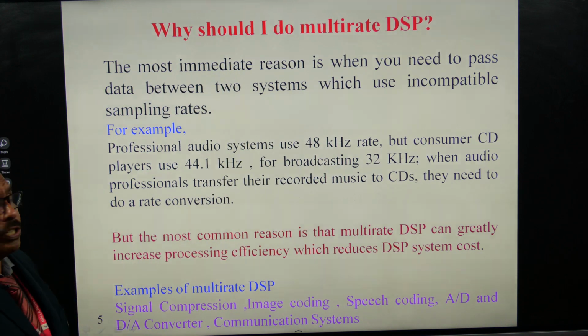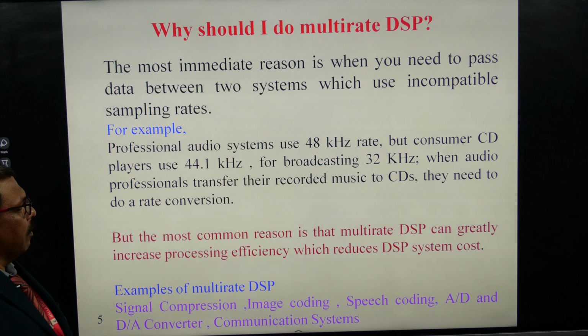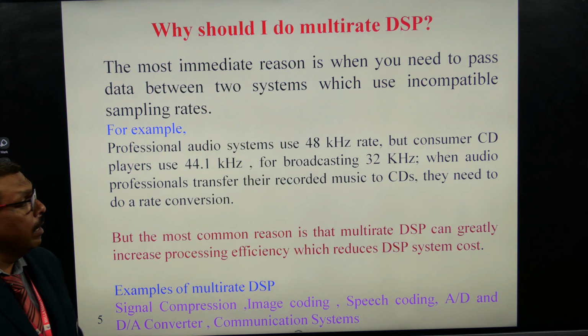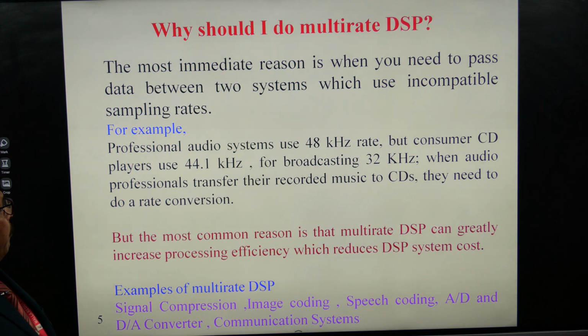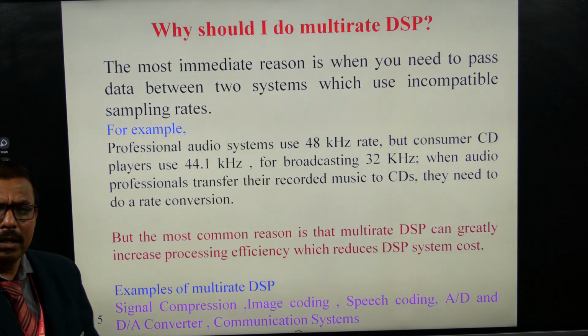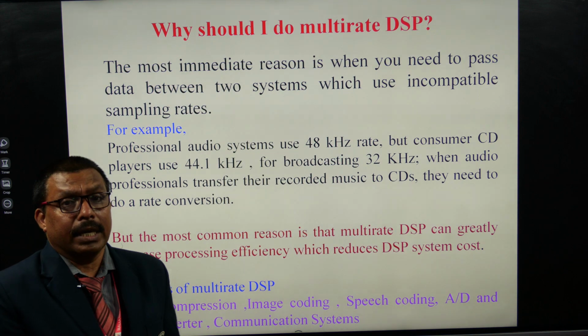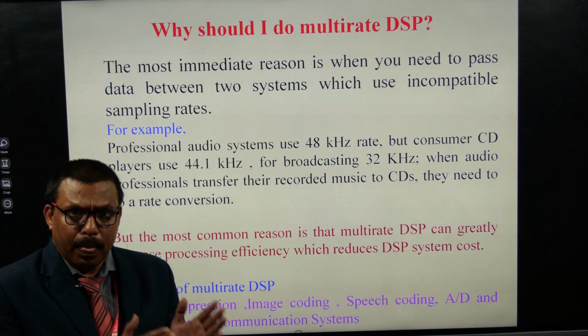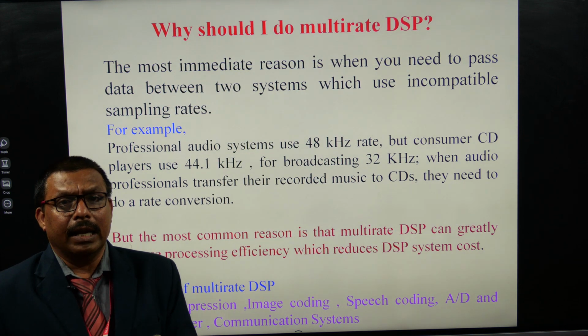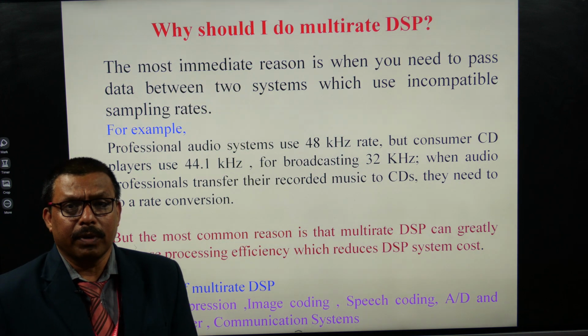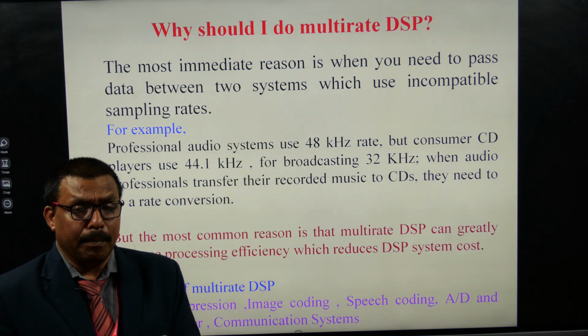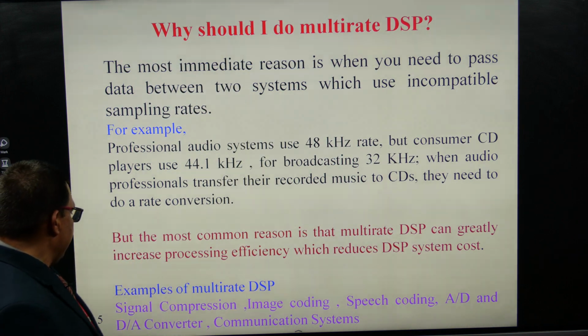For example, professional audio systems in various countries use a 48 kHz rate, but consumer CD players have 44.1 kHz, and some countries use 32 kHz. So that's why conversion from one rate to another is desired. That's why multirate signal processing is mandatory for converting digital signals from one rate to another.